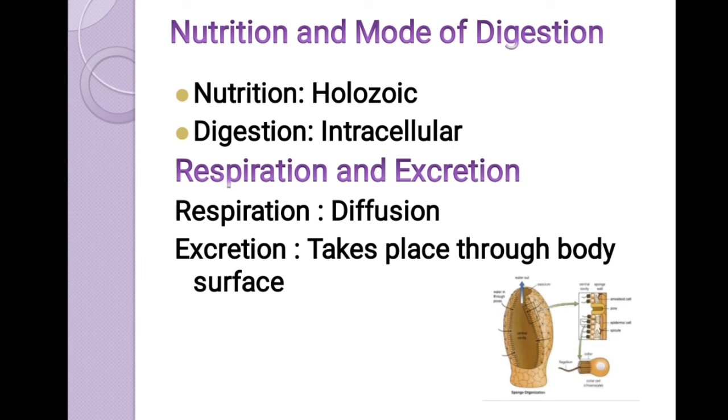Now, let us know about the nutrition and mode of digestion. Nutrition in Porifera is holozoic, means it takes solid food, and digestion is intracellular. Here, the respiration takes place by diffusion through the body surface, and excretion also takes place through the body surface, and the unwanted waste is ammonia. So the sponges are ammonotelic.